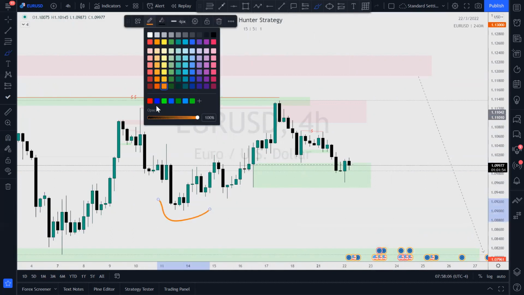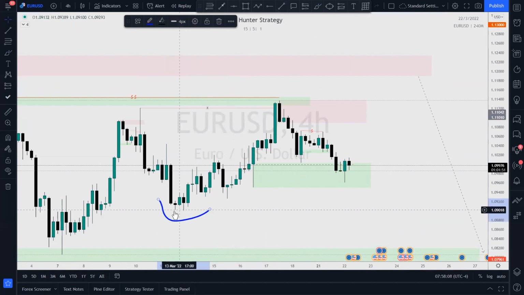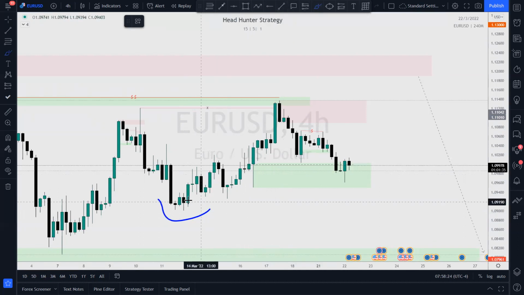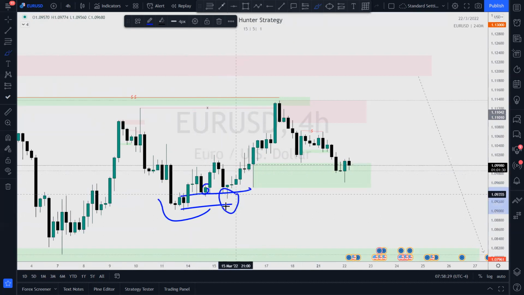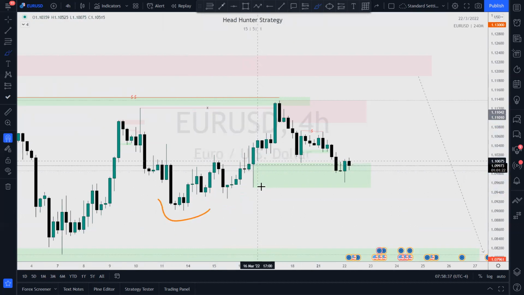Let me get it. I like blue. Just look at the low here, and you can see that I'm looking for an unmitigated demand zone. Watch, let me draw it this way. This one was mitigated here, right? Again here. And then it comes up, comes down, and then up. This is why I like that zone.